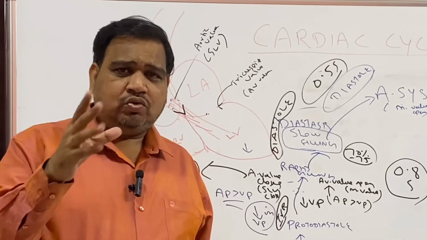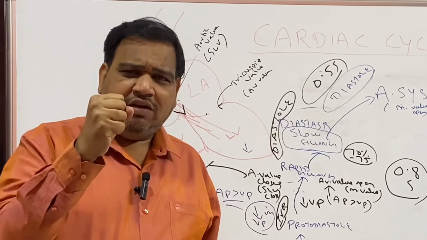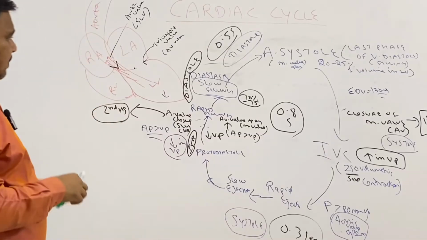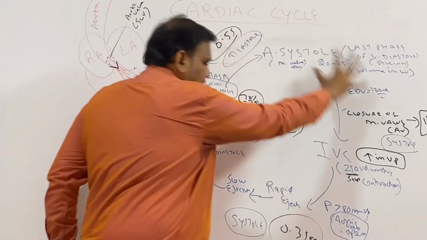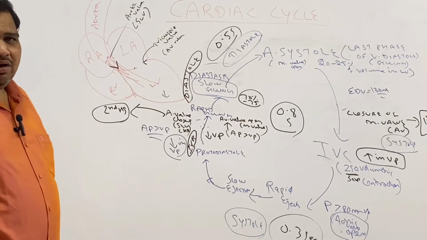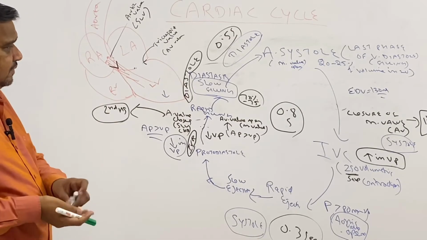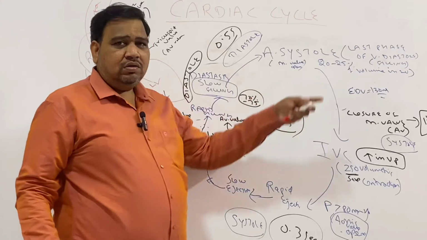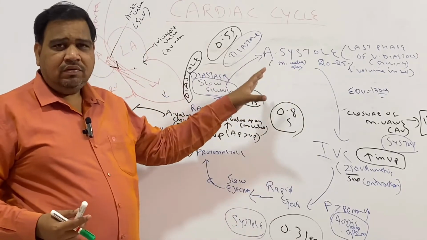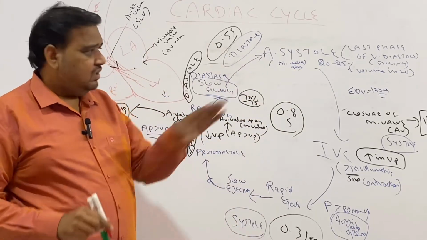For example, if your heart rate is 200, tap, tap, tap, tap, tap, tap, tap. So one cycle will be only 0.3 seconds. Then coming to the sequence of events which occur in the cardiac cycle, just to concentrate, atrial systole is part of the ventricular diastole phase. So it is a part of diastole.